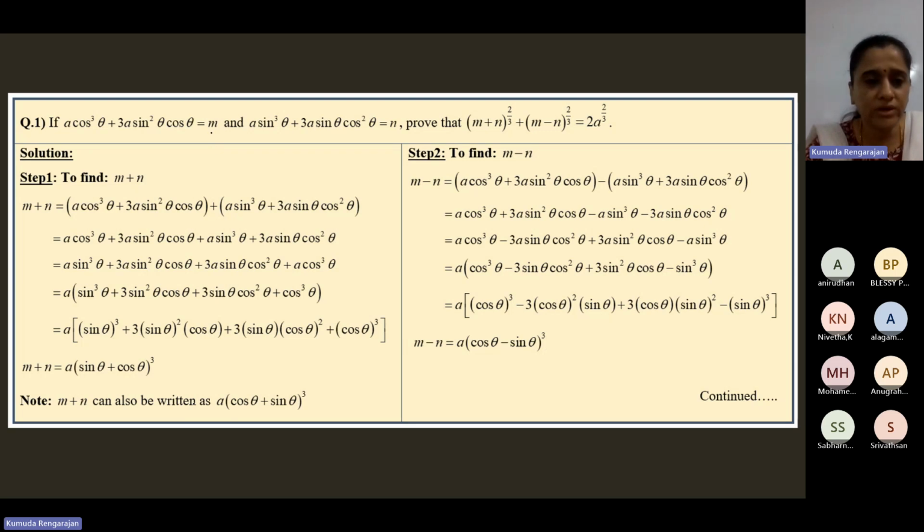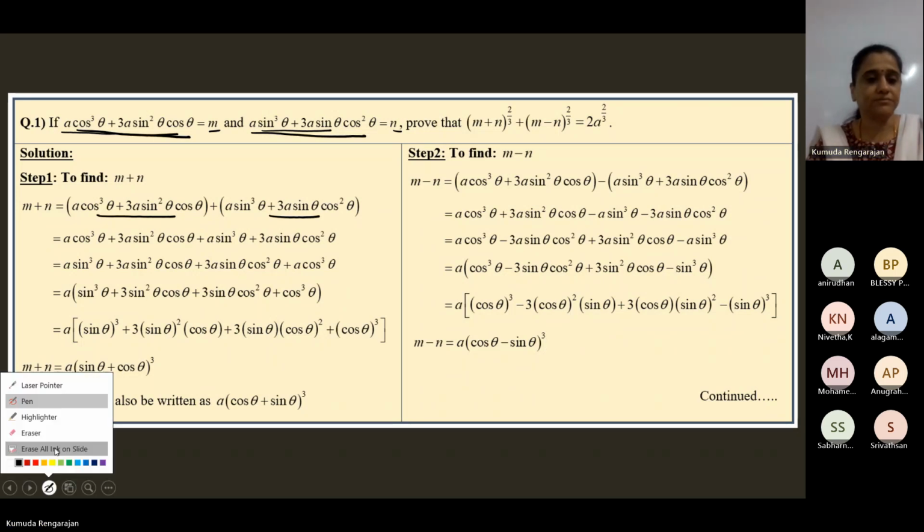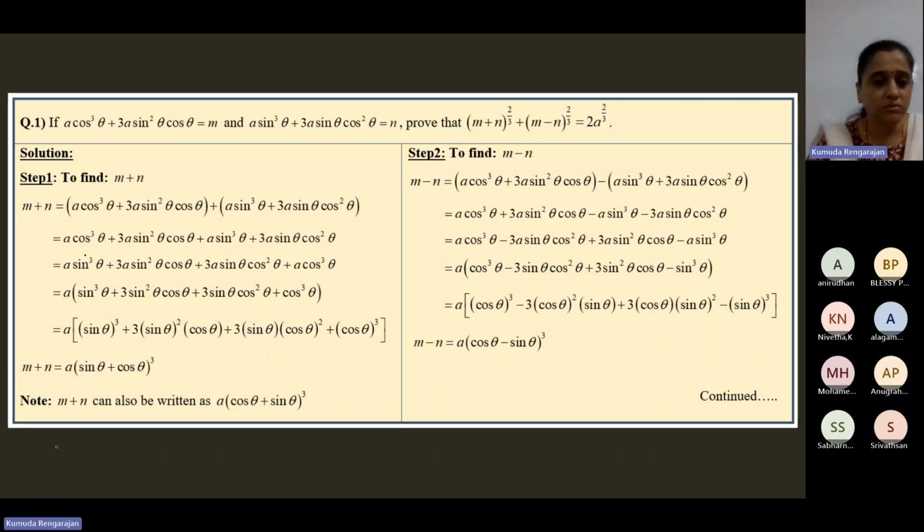So we are given m is this expression and n is this expression. So how do you find m plus n? This is m, this is n. So m plus n, right? Okay. So now there are four terms here. There are two perfect cubes. See here, one, two perfect cubes.